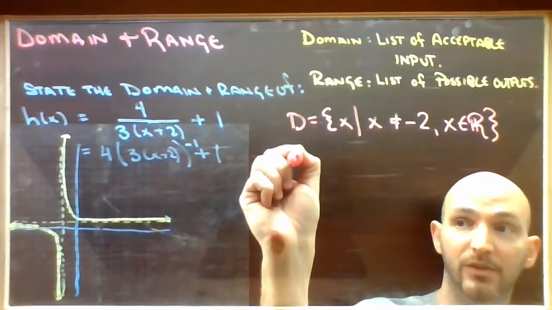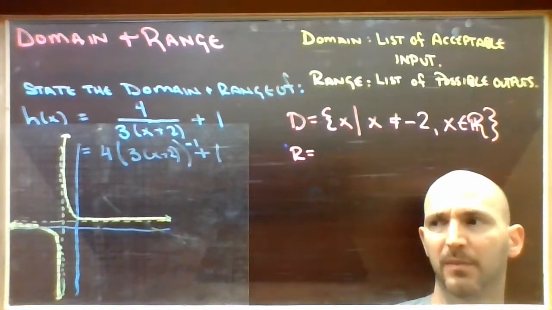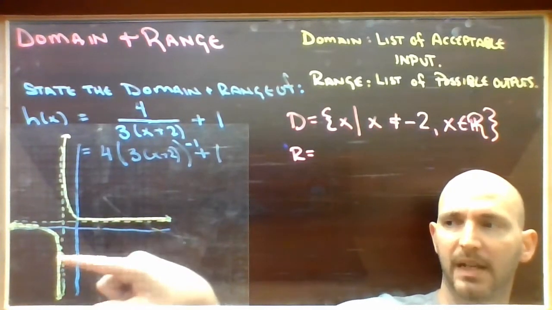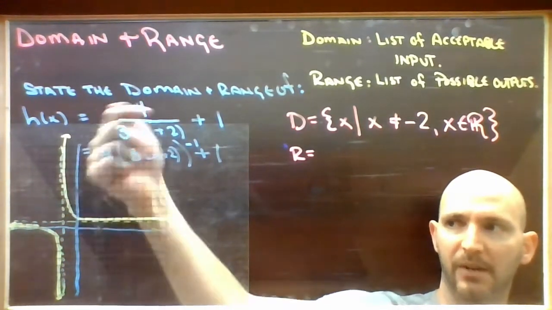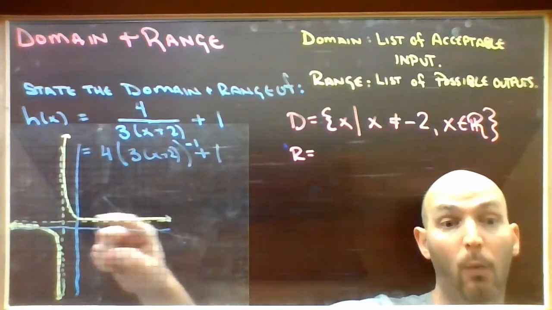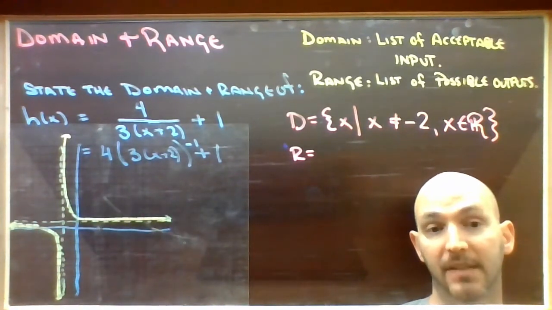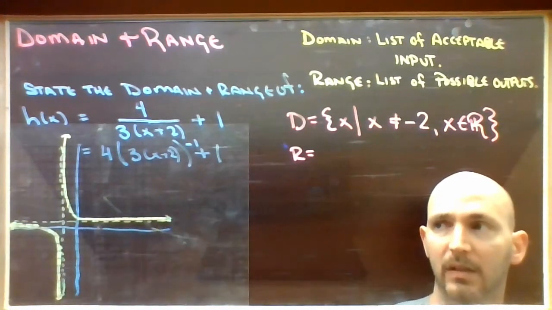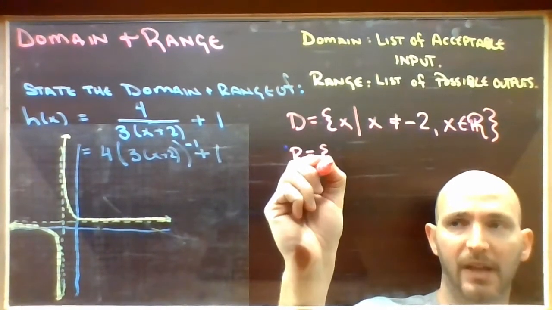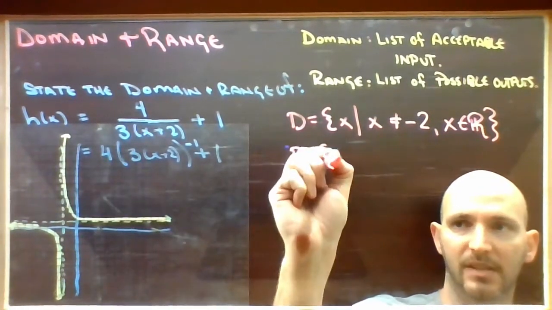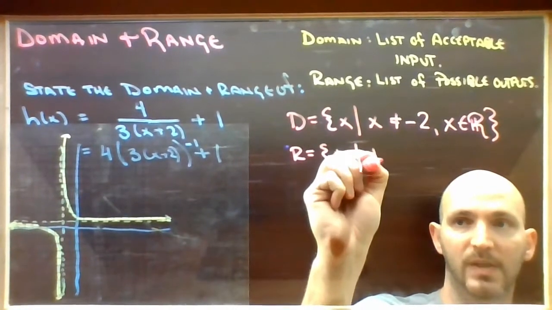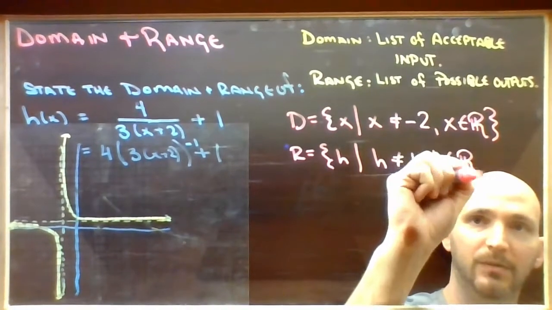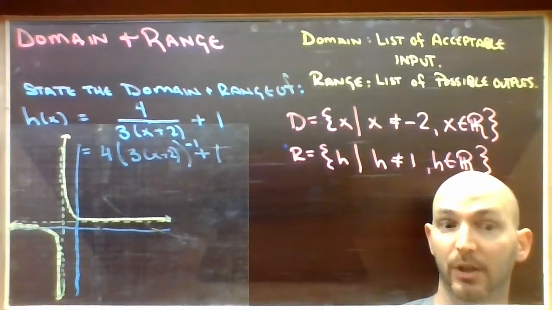Now, when I go to do range, the range is going to look very similar. If you look up and down on this thing, if I travel up here, it's over on my left, then it's over on my right. But at this particular value, at 1, there's an asymptote. And so this function never actually touches a y value of 1. So the range statement would be a set of h's such that those h's are never 1, but they can be any other real number. So there you go.